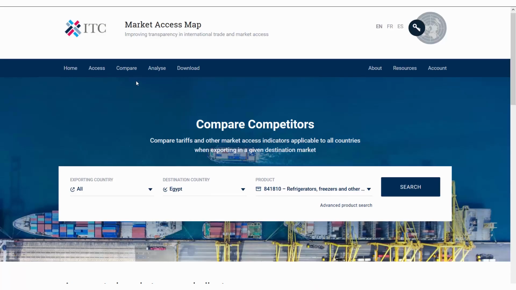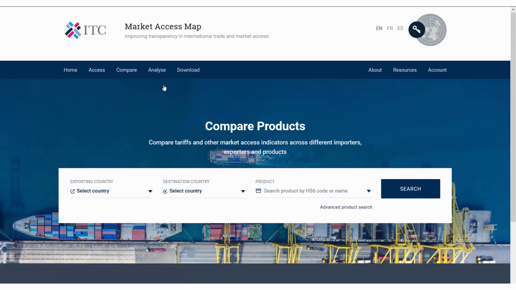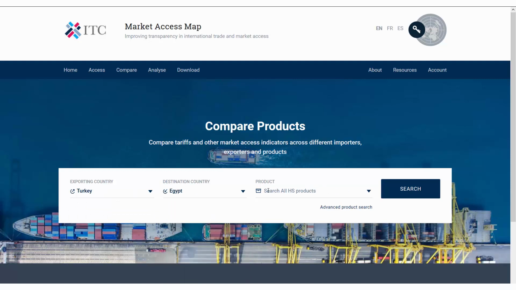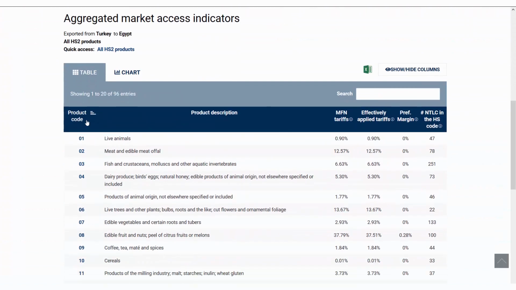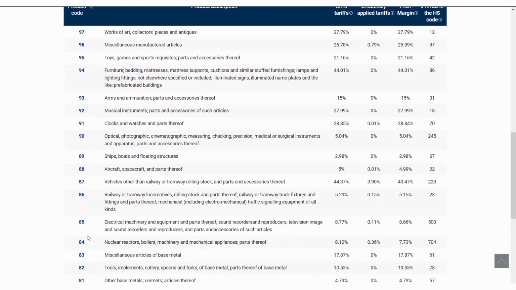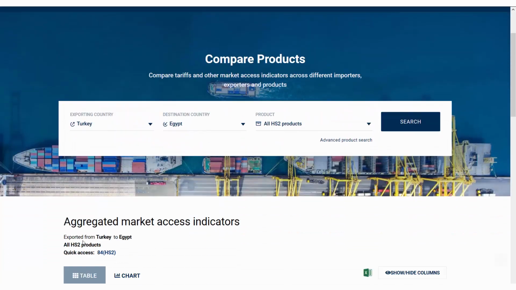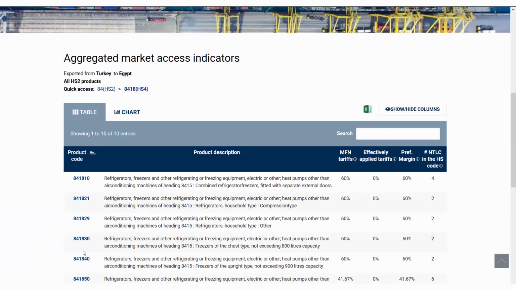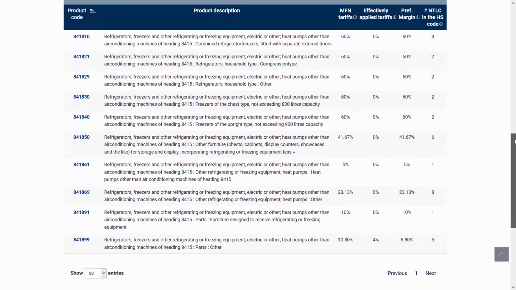The Compare Products module allows us to strategically compare tariff rates and other indicators across HS product codes. Let's continue with our example of refrigerators exported from Turkey to Egypt. We drill down from the 2-digit product level, also known as chapters, further into the 4-digit level, known as headings, and finally to the list of 6-digit codes or subheadings for refrigerators and related products.